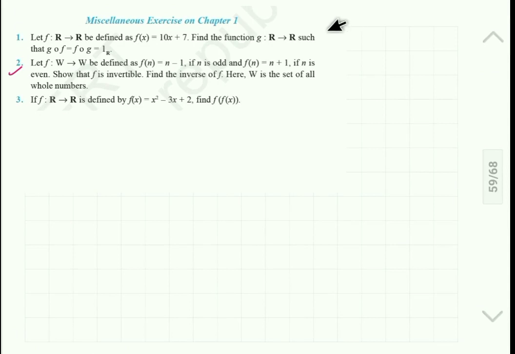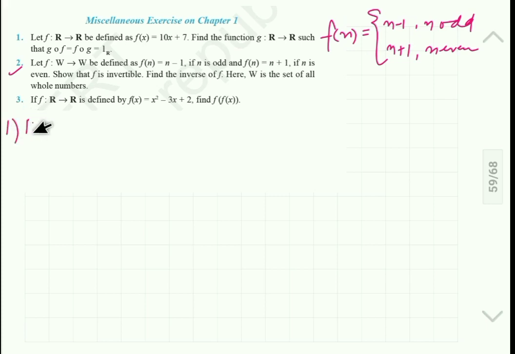In this case, let us write the definition of the function over here. If the input is n, the value is n minus 1 if n is odd, and the value is n plus 1 if n is even. Okay. So first we'll check whether the function is 1-1.